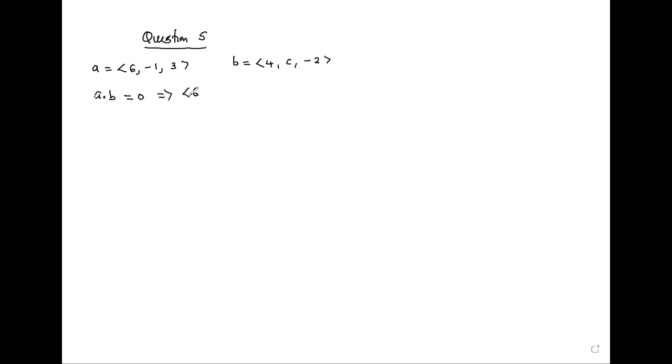This implies that (6, -1, 3) dot (4, c, -2) is equal to 0, which is 6 by 4, 24, plus negative 1 by c, negative c, 3 times negative 2, negative 6, is equal to 0. So 24 minus 6, that is 18, is equal to c. So for c equal to 18, A dot B is going to be 0. So basically what they're asking is the value of c. Yes.